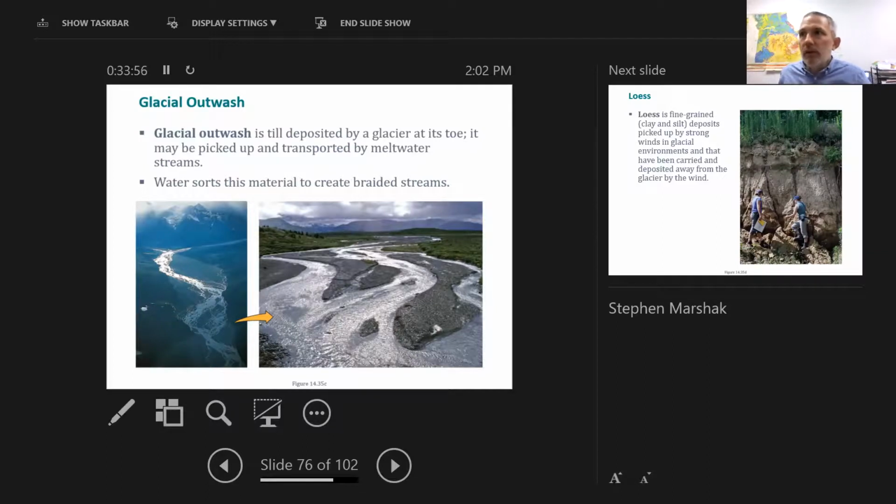Water sorts this material to create these braided stream networks, and this is very, very indicative of the end of a glacier. Again, total drainage divides have been altered, and so river deposits are totally changed. The course of the Illinois River used to not run through Peoria, Illinois. It used to be up significantly further. And the glacier literally moved the river valley and filled in the one region, creating a great aquifer in central Illinois called the Mahomet Aquifer, and it created a different drainage pattern.